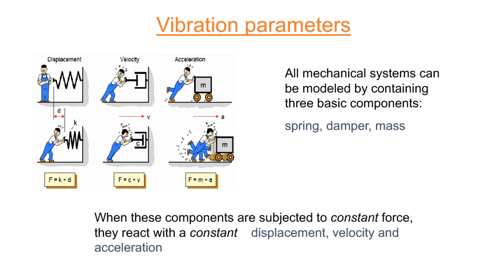If I am having one mass, and if I displace it with some acceleration a, then if I apply some force there, I will get an acceleration. Therefore, I can write that equation, F is equal to mass into acceleration. Therefore, when these components are subjected to constant force, then they react with a constant displacement, velocity and acceleration.